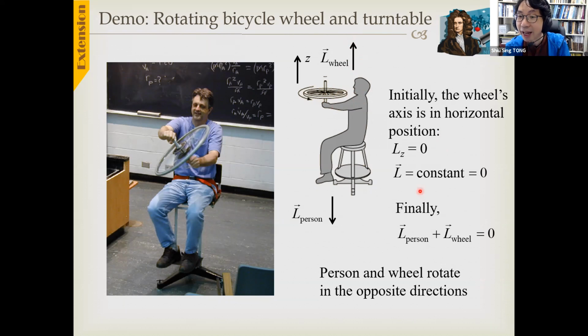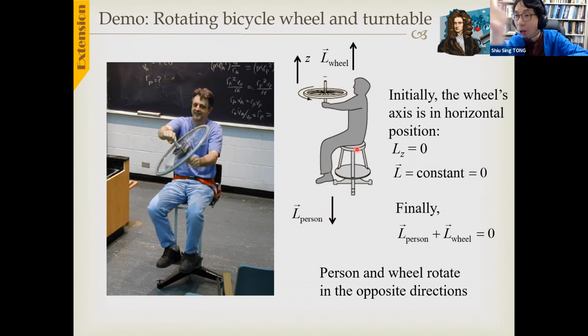But by conservation of angular momentum, because initially the person and the wheel as a whole do not have a z component of angular momentum, the total angular momentum should be conserved, right? So the final angular momentum should also be 0. And since the chair is free to rotate about the z axis, there is no external torque. So angular momentum about the z direction must be conserved, right? So when the wheel produces an upward angular momentum vector, the person himself must produce a downward angular momentum vector. So that means the person will rotate in the opposite direction to the wheel.